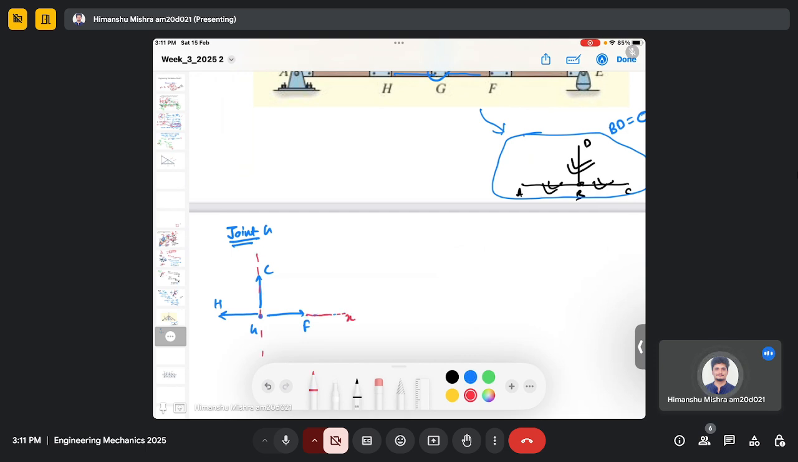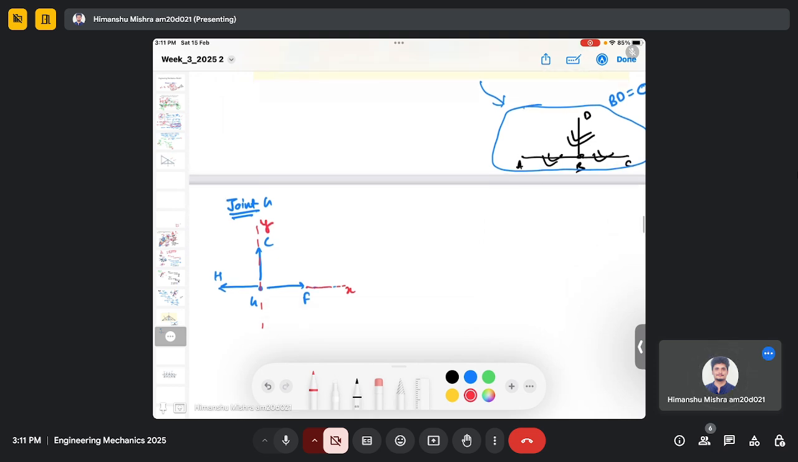And this is my coordinate system XY. Right, so if you do the summation of force in the y direction, you can see there is only one force you can consider here, and that is force in CG. That's all, and that should be equal to 0. There is no other force in the y direction, so you can straightforwardly say that the force in this beam CG will be 0. So this will be a zero force member.